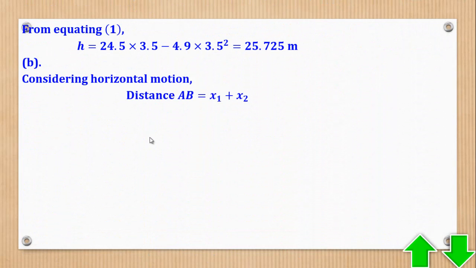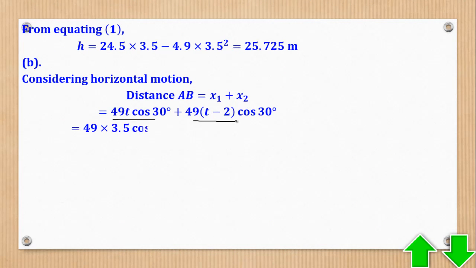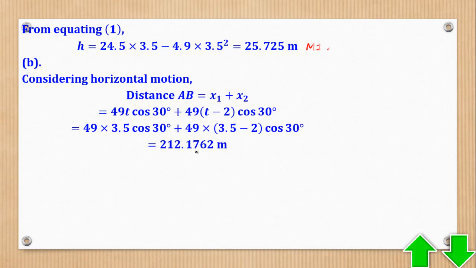So distance at B is x1 plus x2, and x1 is given by this, x2 is given by that. So we know the value of t, we can substitute for t and get the output. And that's what they wanted.